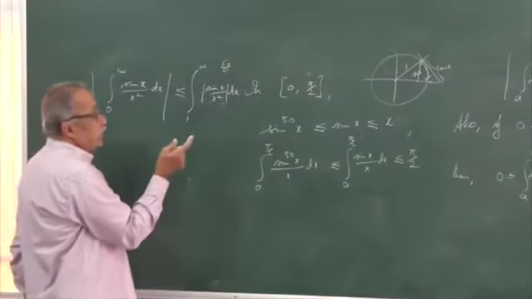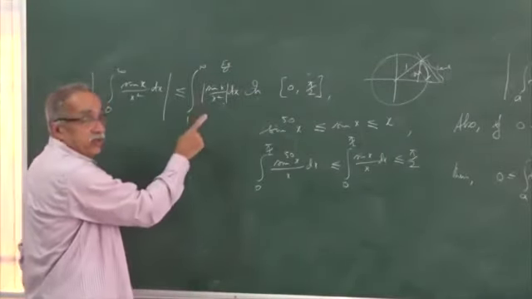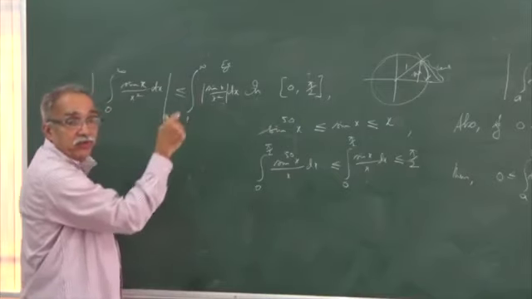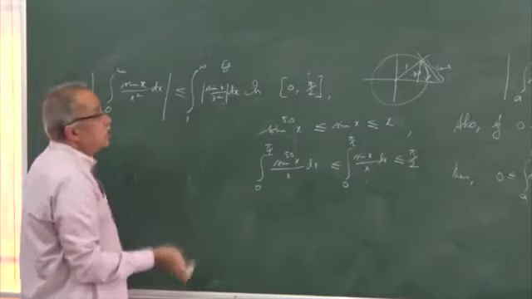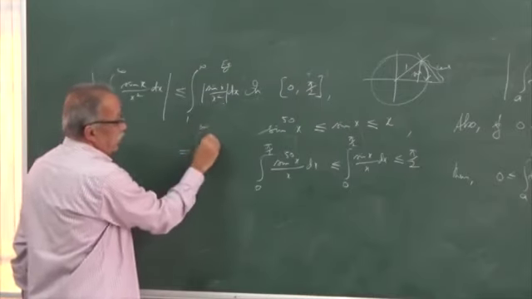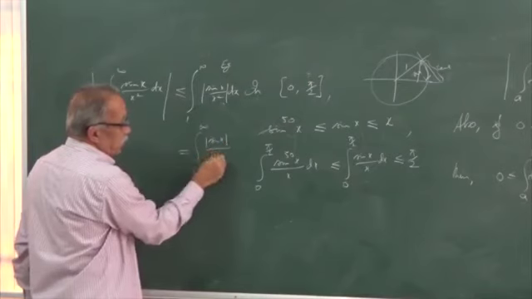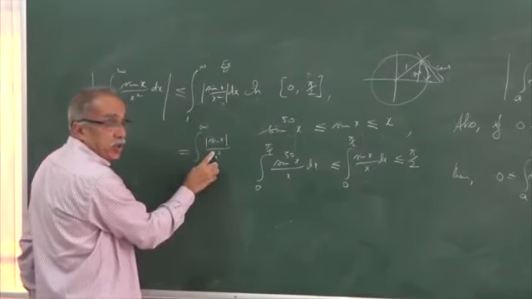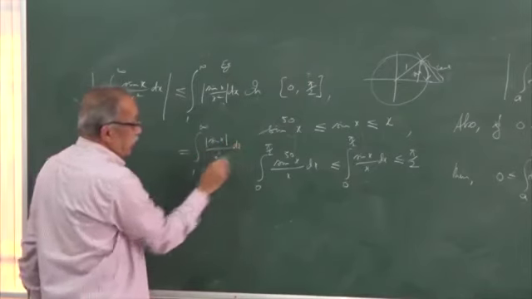And for any two functions f and g, you know mod of f into g is mod f into mod g, mod of f by g is mod f by mod g. So this is equal to the integral from 1 to infinity of mod sin x by mod x square. Mod x square, I need not put modulus, simply x square dx.